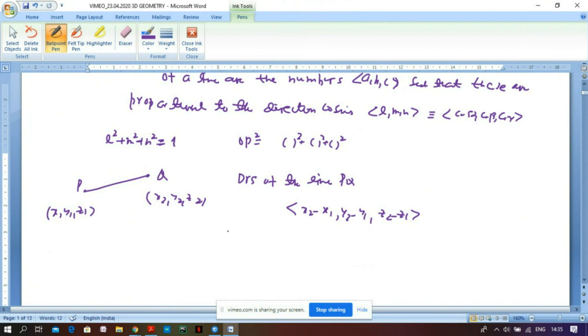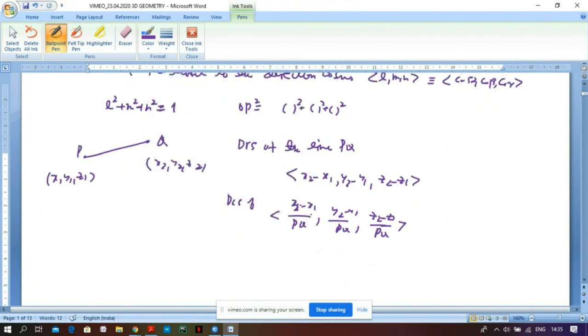If you want the direction cosines, the DCs of the line, then of course we can write x2 minus x1 over PQ, y2 minus y1 over PQ, and z2 minus z1 over PQ. We can write it like this because if you square and sum these, the sum of these squares will be 1. That is what we started out with, that L square plus M square plus N square equals 1.